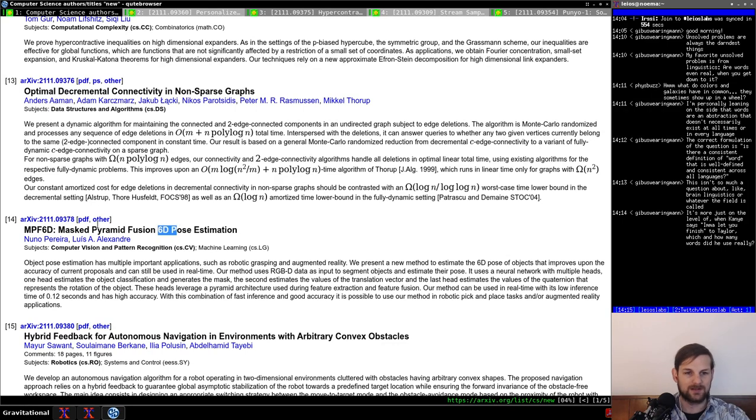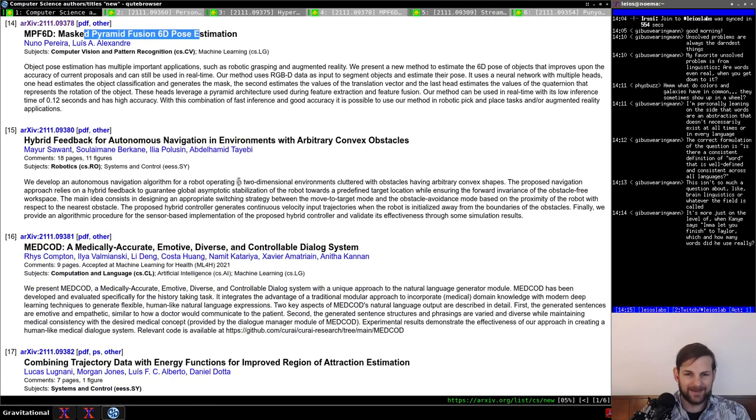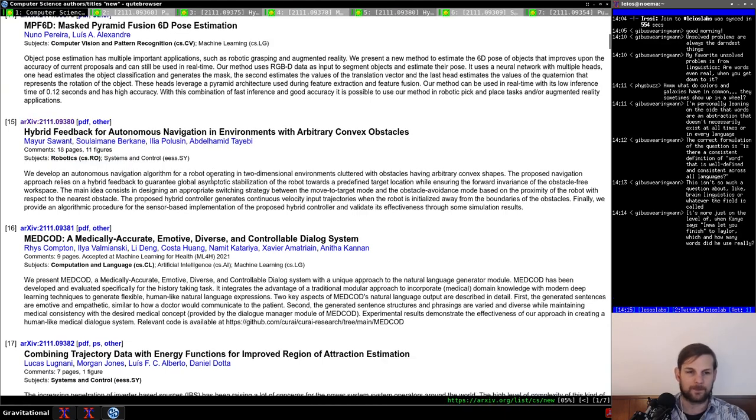Masked pyramid fusion, 6D pose estimation. Why do you have to do 6 dimensions for a masked pyramid fusion? I don't know. Let's take a look. Hybrid feedback for autonomous navigation in environments with arbitrary convex obstacles. Again, that's interesting, but I think this is going to be mainly, it is robotics, but I feel this is going to be mainly machine learning, although the fact that there is no ML in the subjects leads me to believe that maybe it's just another PID control scheme.